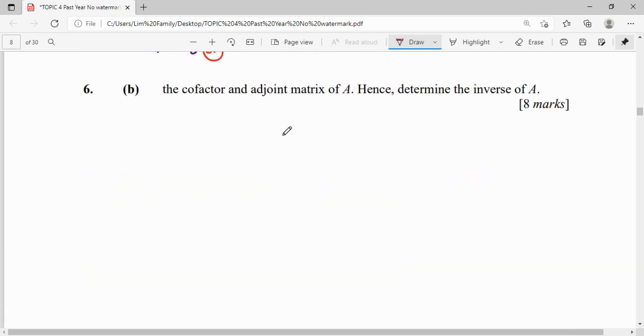So question B, we are going to find the cofactor and adjoint of matrix A, hence determine the inverse of A. First of all, we plug in our x value into our matrix A here, where x is 5. So 5 minus 10, negative 5. From here, we'll start to answer the first part of the question: find the cofactor.